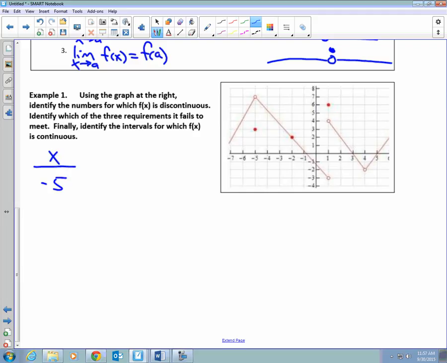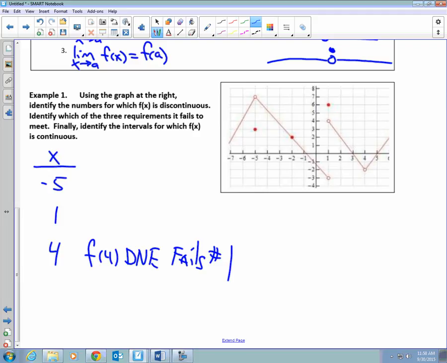-5, 1, and 4. Those 3 values. Let's start with the easy one. Which of the 3 requirements does 4 fail to meet? First one, yep. F of 4 does not exist. So it fails number 1. How about 1?